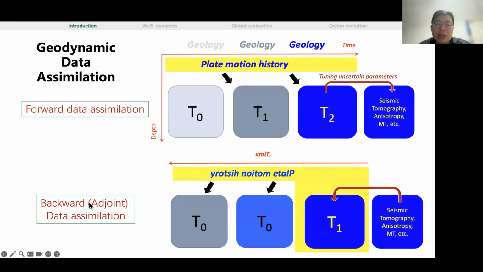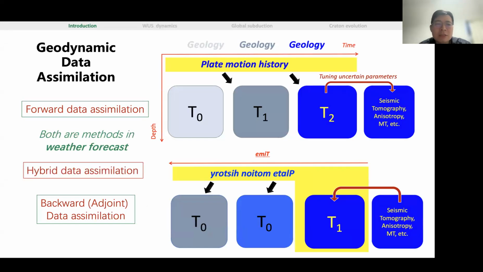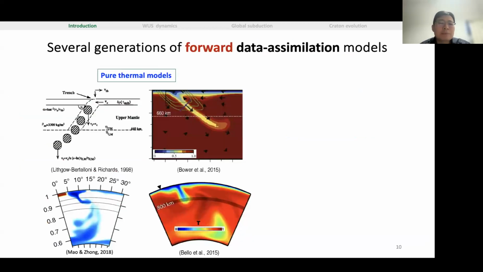And this is backward in time, called adjoint data assimilation. Both of these are actually well-known methods. These are weather forecasting techniques very commonly used, especially in the past. And also combining these two, we can generate some kind of a hybrid version of this data assimilation. I will not spend too much time on that.